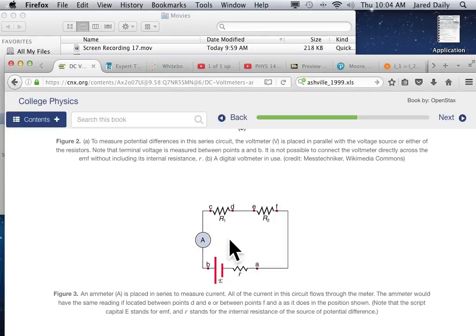So most ammeters have a resistance in the very low ohm or fraction of an ohm range, which is ideal. You want to have a very low resistance, so when you put it in there, the circuit doesn't really change much, and you can measure the actual current going through the circuit.